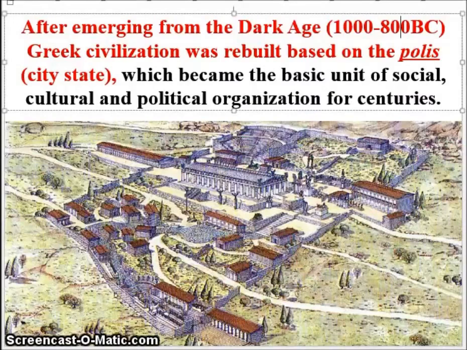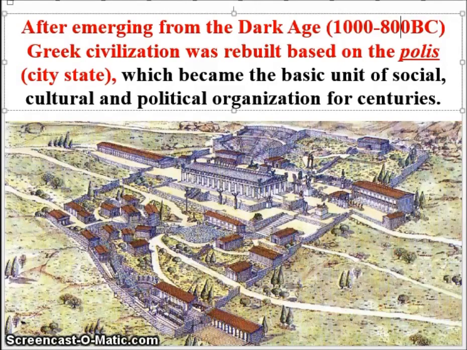So let's first begin by looking at the development of the polis, or the city-state, as a model of social, political, and economic organization across Greece. And this will probably be the most important development of the Archaic period.